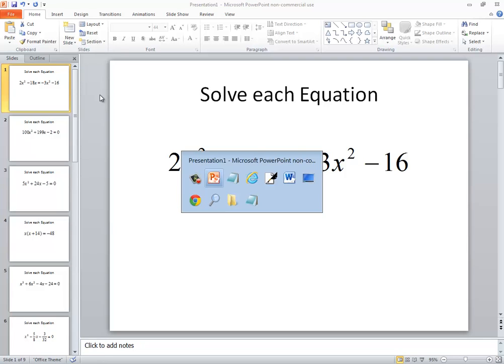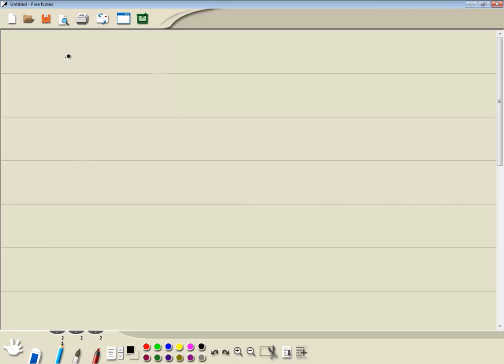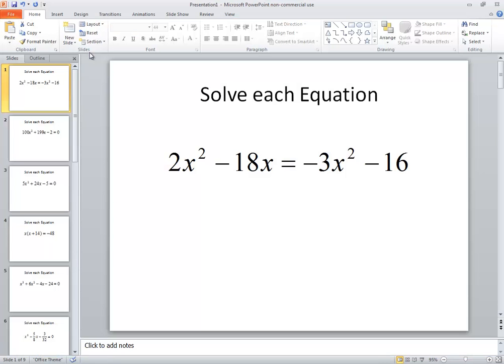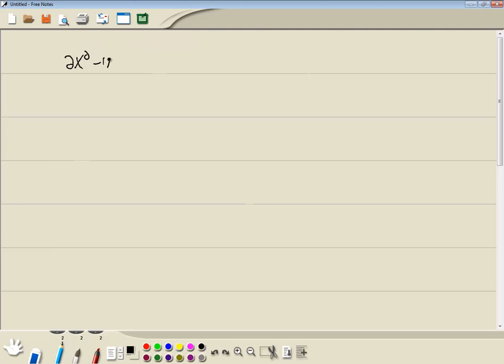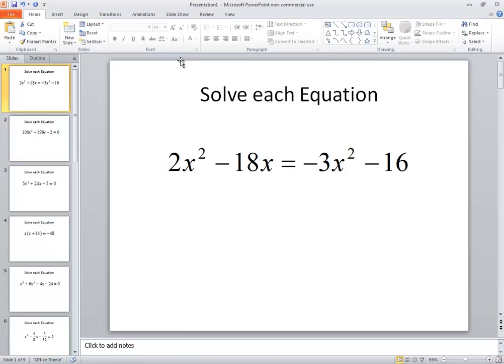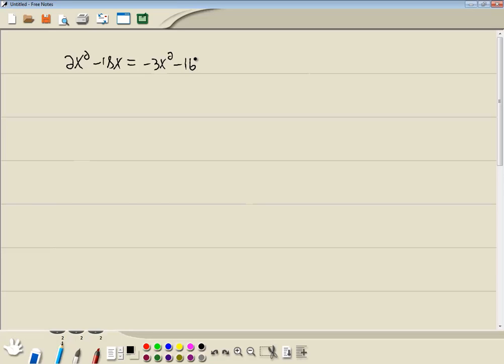Take a look at this problem. We got 2x squared minus 18x equals negative 3x squared minus 16. Now we want to use the zero factor property, but the zero factor property says we have to have 0 on one side. So we're going to move everything over to the left side.